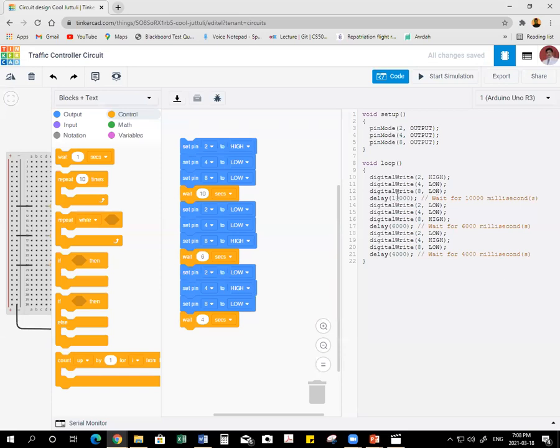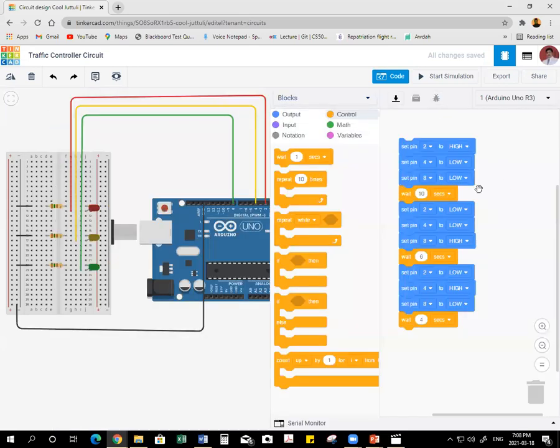For how many seconds? 10 seconds, 10,000 it is, so it is 10 seconds. Now, digital write for 2, 4, 8. We are turning on only the green light, for 6,000, 6 seconds. Now digital write for the yellow light is on, that is pin number 4, for 4 seconds. Okay, so this is your code.